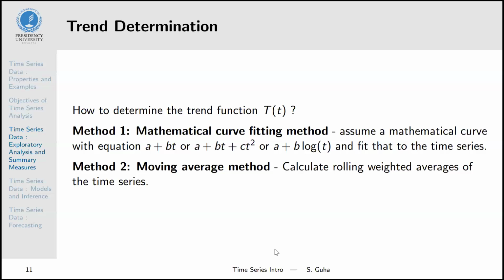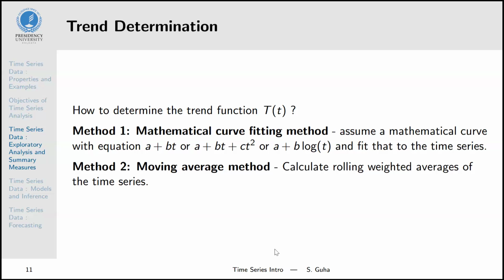So that means there are two different methods for determining the trend function. One is the mathematical curve fitting method, where you visually inspect the time series data. From there, you guess some mathematical equation. Now that guess part depends on your experience, like whether it is better to work with a linear function, or a quadratic function, or a cubic function. So it is purely a matter of subjective judgment and experience dealing with that kind of data.